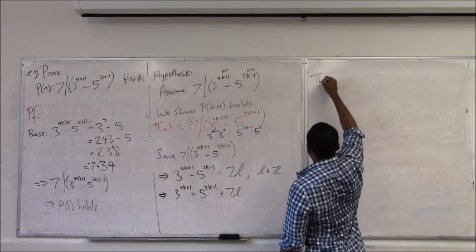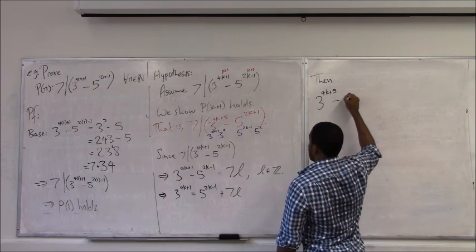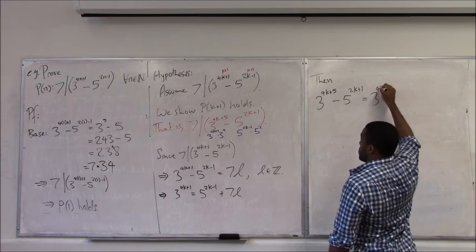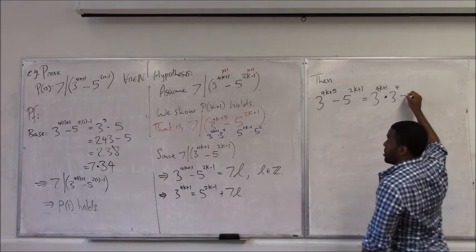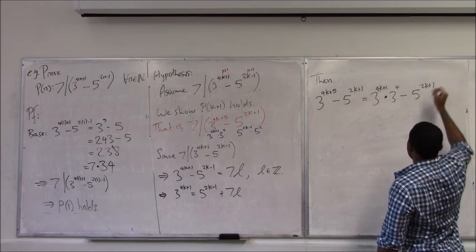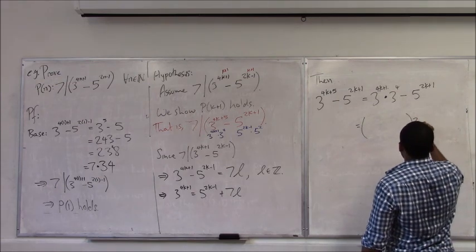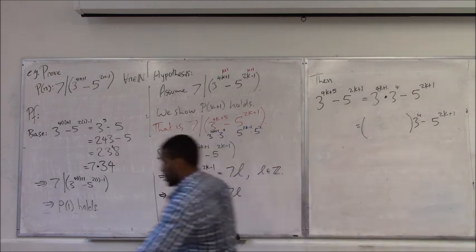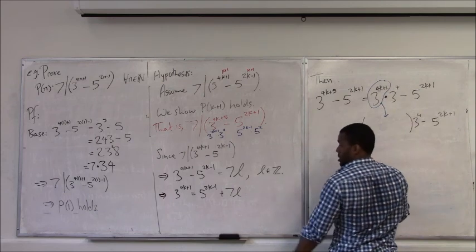So then, if I take this 3 to the 4k plus 5 minus 5 to the 2k plus 1, this is actually 3 to the 4k plus 1 times 3 to the 4, minus 5 to the 2k plus 1. This is equal to, I'm going to substitute this in here. This part here, I'm going to replace it with this expression.